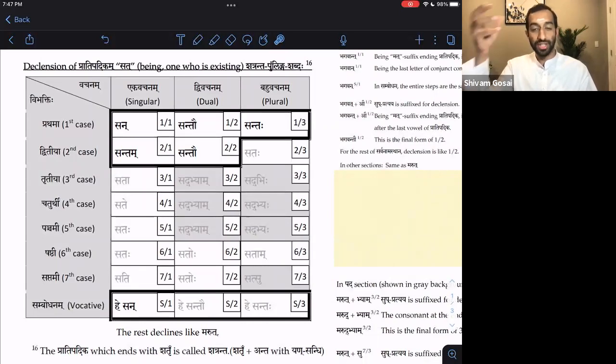But now I'm not just saying the action, I'm saying one who is eating. One who is, so it's a person. Now I'm talking about the person, not the action. So when I say pachat, I'm saying one who is cooking, not just cooking, okay? So just to make that differentiation.